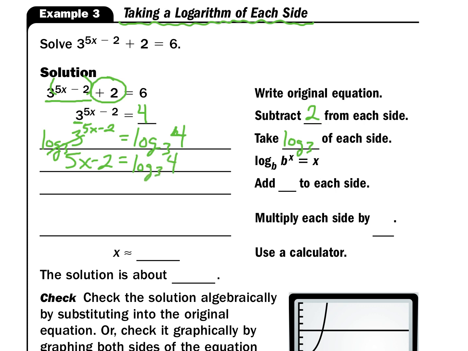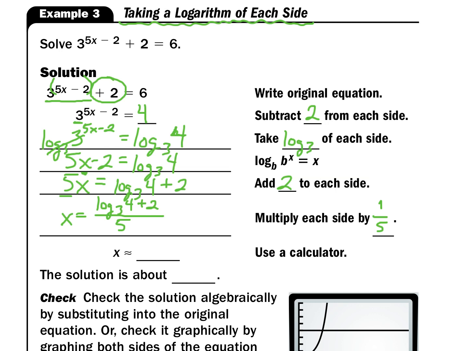And so now I need to try and get my x by itself the traditional way. So I'm going to add 2 to both sides. So 5x equals log base 3 of 4 plus 2. And then the last thing I do to get rid of the 5 is multiply both sides by 1/5. Okay, so I get x equals log base 3 of 4 plus 2 over 5.